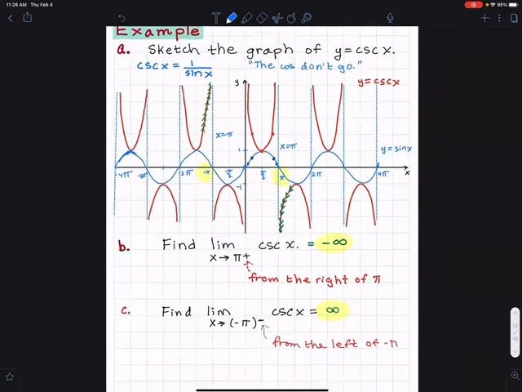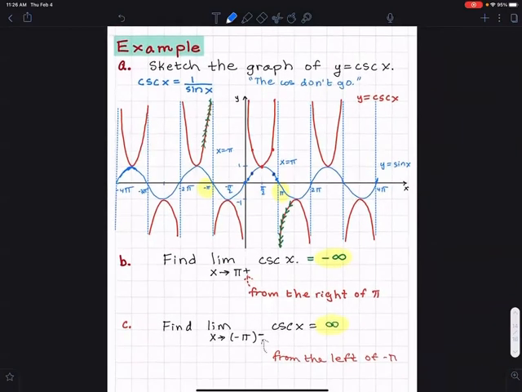Okay, so let's just back up a little bit. Cosecant x is the reciprocal of sine x. Cosecant does not go with cosine, it goes with sine. All right, so let's close up.